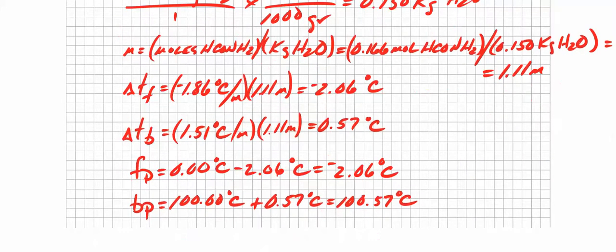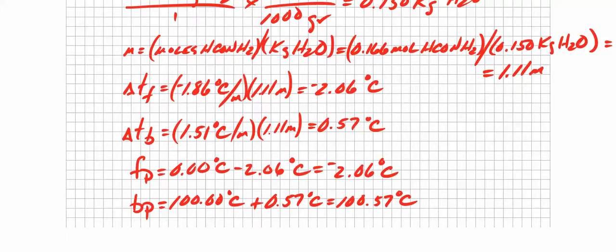The freezing temperature change was equal to negative 1.86. That was the K sub F. Negative 1.86 degrees Celsius per molal times, we've just calculated the molality to be 1.11 molal. That's equal to negative 2.06 degrees Celsius.